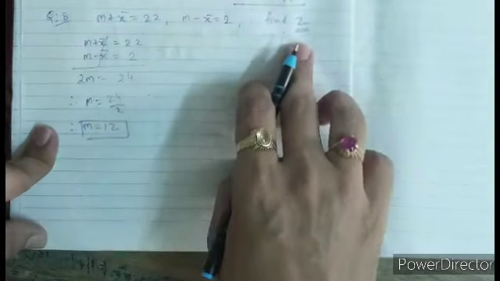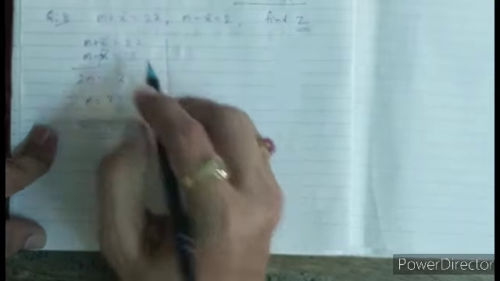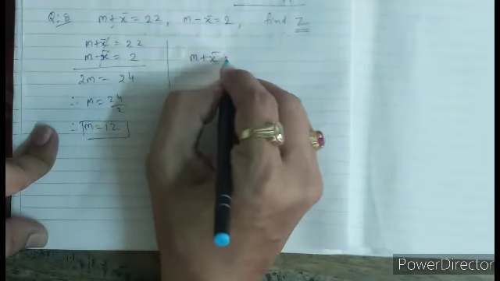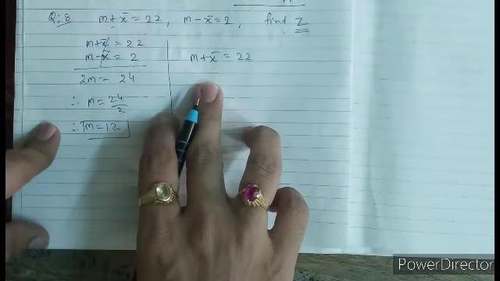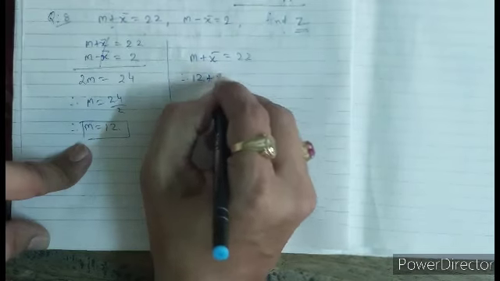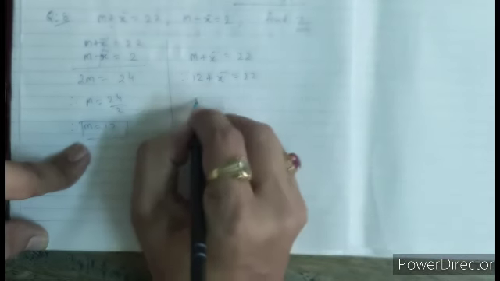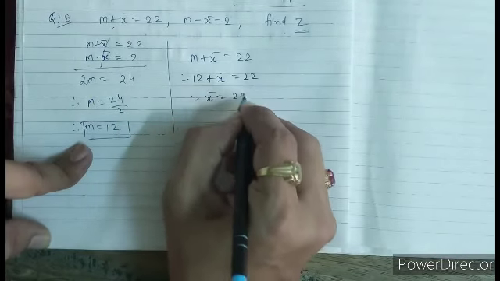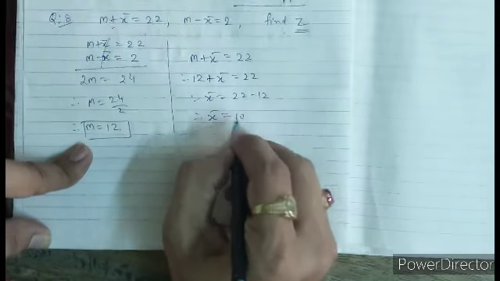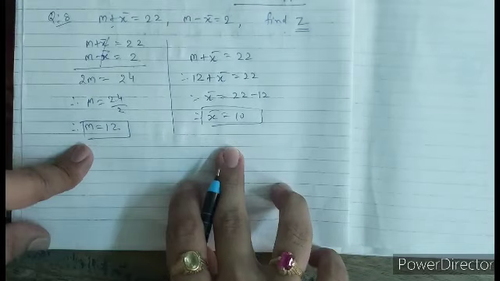We want z. Here we have a relation between m and x bar. So we can write m plus x bar equals 22. In this relation we can apply the value of m. Therefore 12 plus x bar equals 22. So we get x bar equals 22 minus 12. Therefore x bar equals 10. This is the value of x bar.